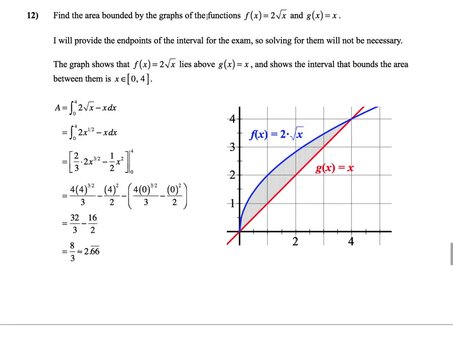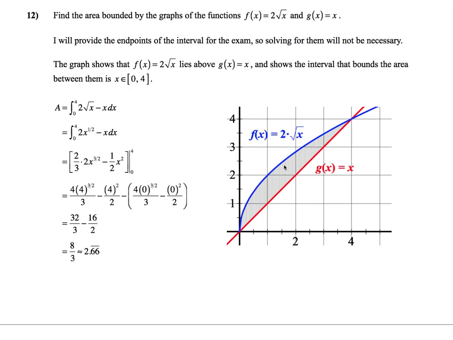Now in question 12, the new question 12, we are going to calculate the area bounded by the functions 2 times the square root of x and x. And I've identified the f as 2 times the square root of x because it lies above the other function on the interval that we're integrating over. And on the exam, I will actually give you the endpoints so that you don't have to solve for them.